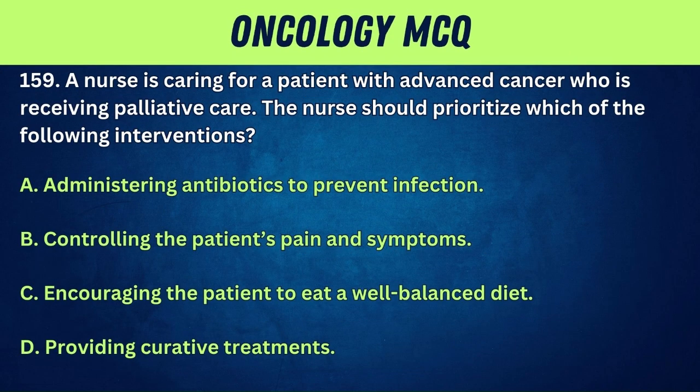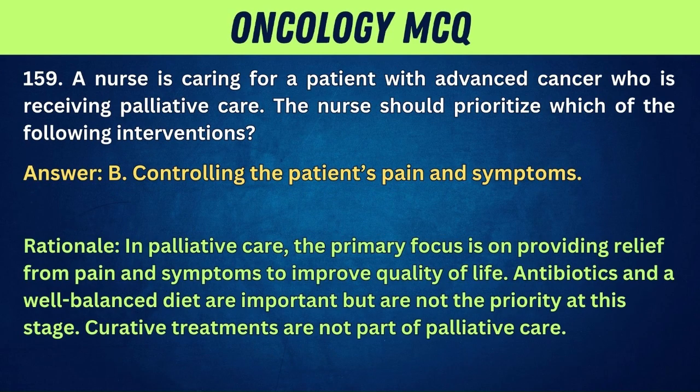159. A nurse is caring for a patient with advanced cancer who is receiving palliative care. The nurse should prioritize which of the following interventions? A. Administering antibiotics to prevent infection. B. Controlling the patient's pain and symptoms. C. Encouraging the patient to eat a well-balanced diet. D. Providing curative treatments. Answer: B. Controlling the patient's pain and symptoms.